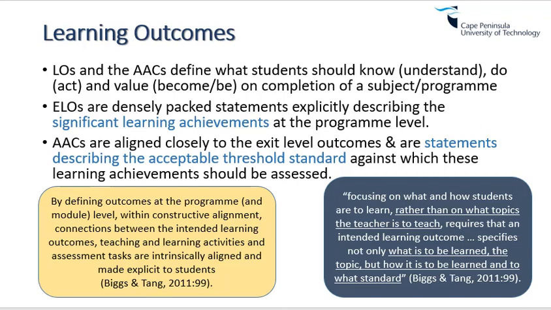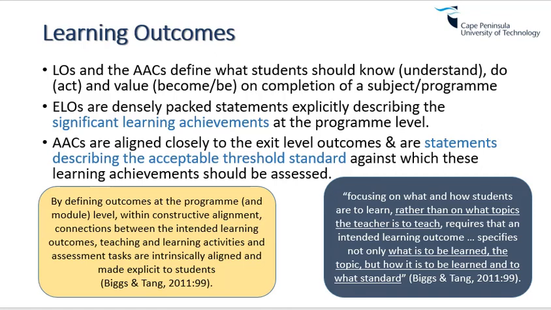Now, there are what we call exit level outcomes, and there are subject level outcomes. So exit level outcomes is what you expect the students to achieve by the end of the program, whereas subject level outcomes are obviously what you expect the students to know, be able to do, and be by the end of each particular subject. Exit level outcomes, therefore, because they're very overarching, are densely packed statements explicitly describing the significant learning achievements at program level. So what are the significant learning achievements that are expected of the students at the program level?